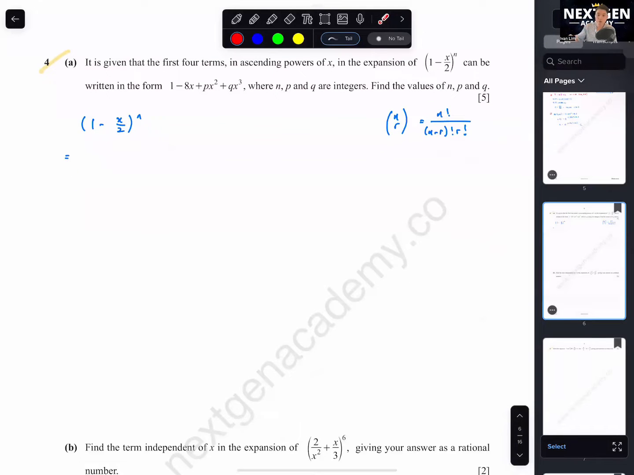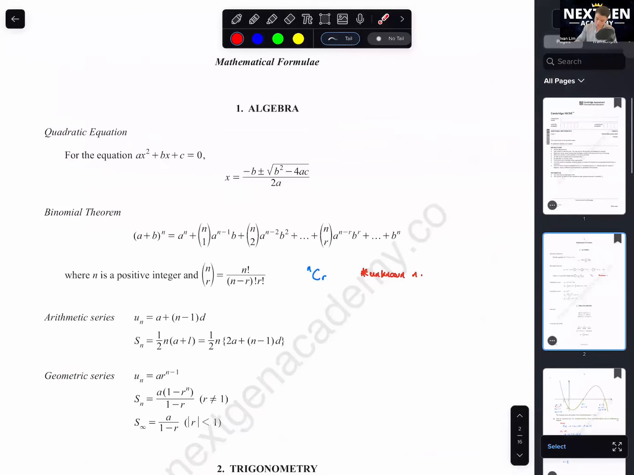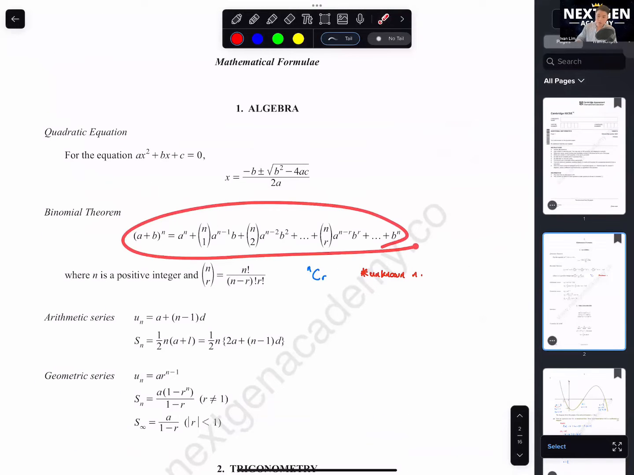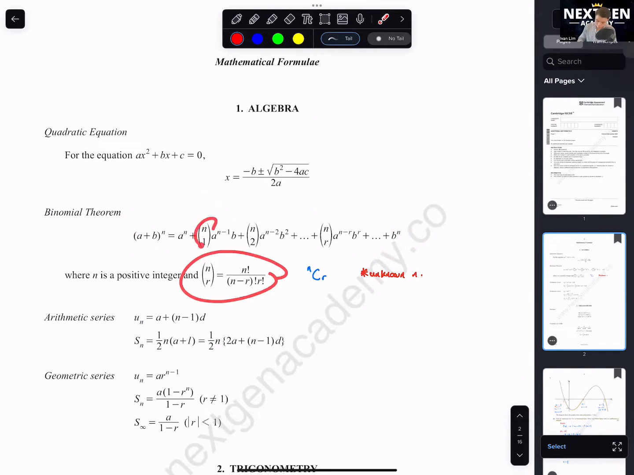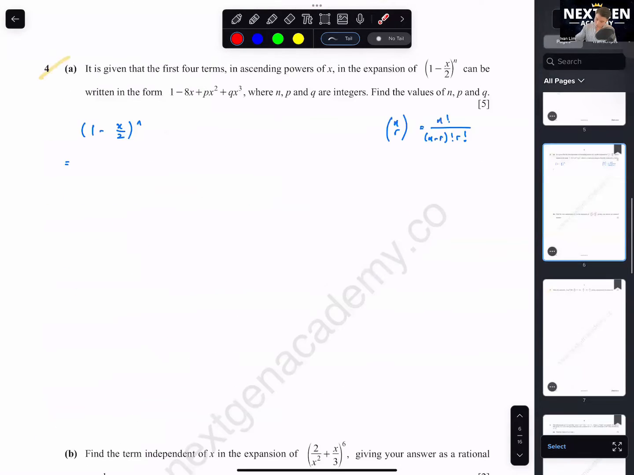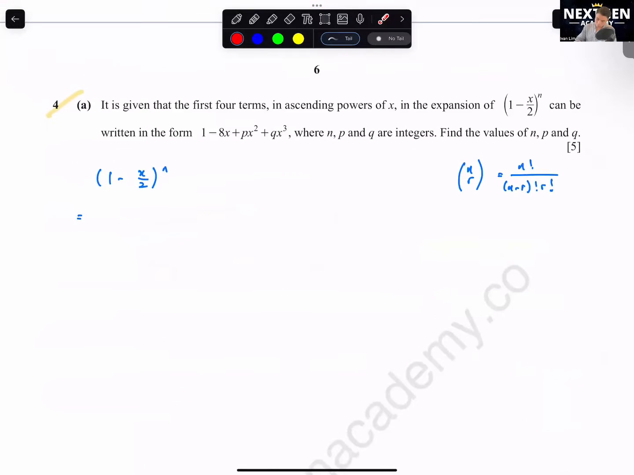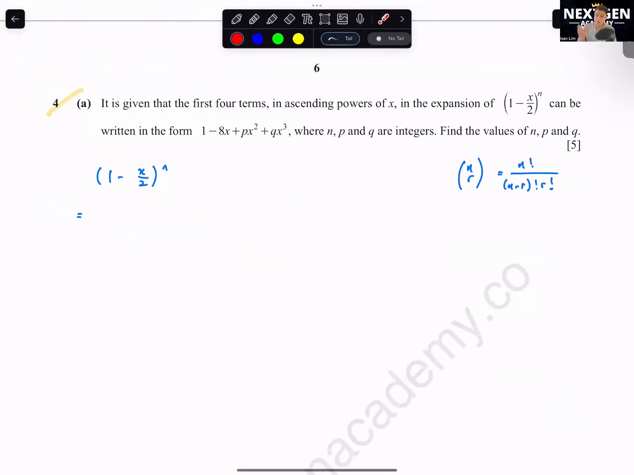Anyone still don't know how to expand your binomial expansion, which is this part here? You should know already, okay? So we are gonna expand this, but we need to use this to open up this NCR. Okay, that is the thing that you all need to know. Okay, so when we expand it, if your first value is 1, then this will also be 1.